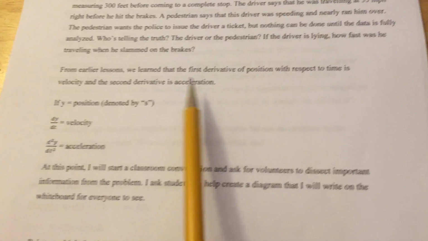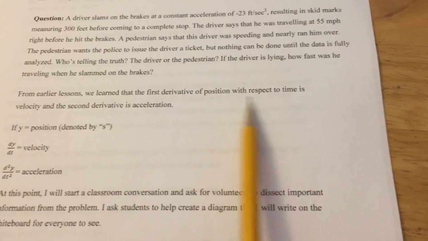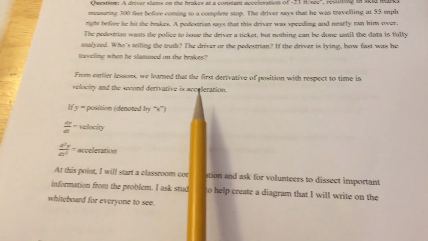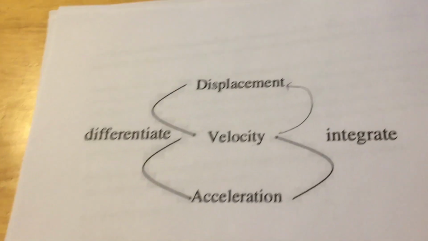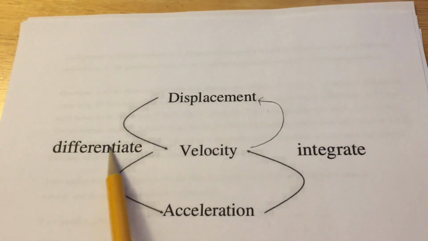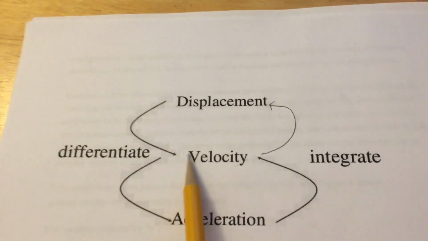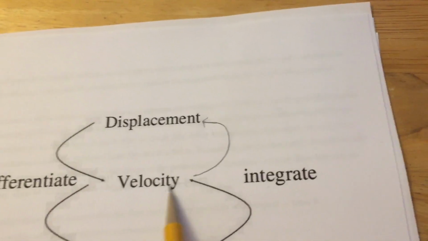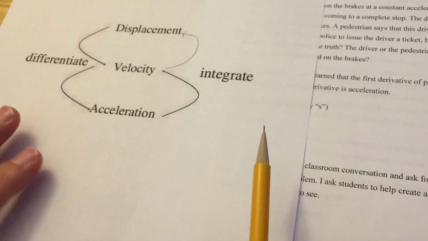From earlier lessons, we learned the derivative of position with respect to time is velocity, and the second derivative is acceleration. I will pass this out to every kid in the class. We all have ownership of this. Now, differentiation: displacement goes to velocity, velocity goes to acceleration. When you integrate, acceleration goes to velocity, and velocity goes to displacement. It'll be very useful to have this for all the students so no one gets lost.